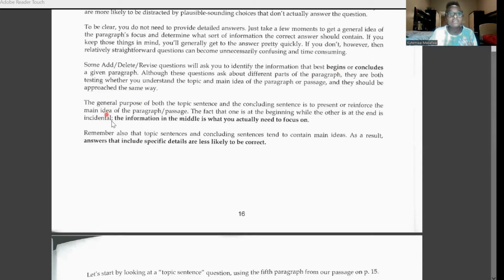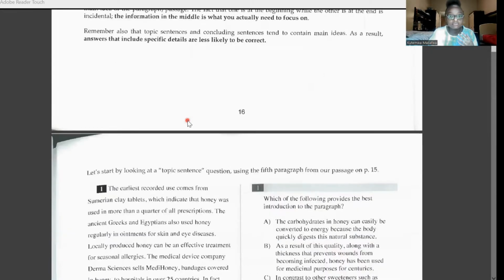So like this part says, the information in the middle is what you actually need to focus on. So that is what you should really concentrate on, because like I said, there's only going to be one answer that will accurately talk about the ideas that have been mentioned.